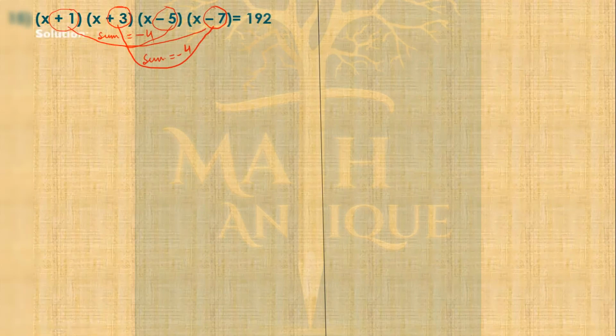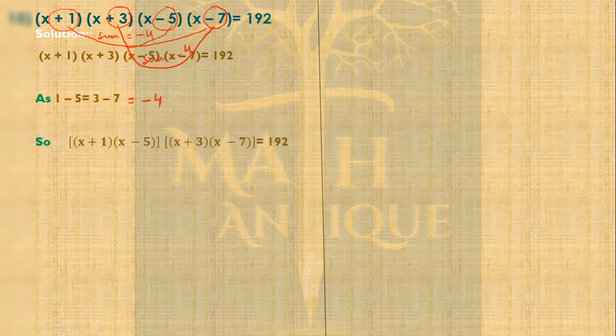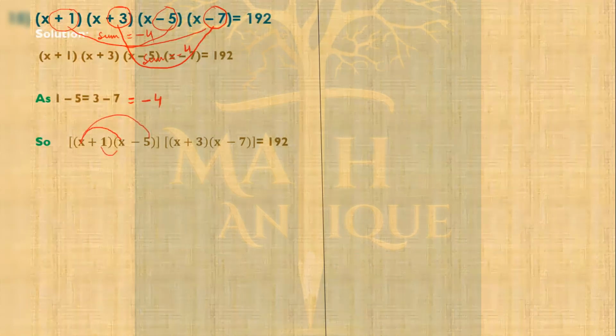We'll write the equation again. Both 1 and -5, and 3 and -7, sum to -4. So we will write these two together and these two together. The brackets show these two are a pair and these two are a pair. Now we will expand by multiplying both pairs. It will become x into x, x squared, minus 5x plus x minus 5. Similarly, x squared minus 7x plus 3x minus 21.